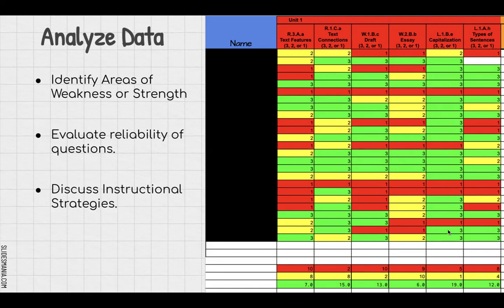Same with this category right here, capitalization. There are a few students that still need some work on that, but the teacher doesn't need to spend a lot of time on it. However, the teacher may need to go back and reteach text features. However, do not make those 7 students that have mastered it do all of that work over again. That's a good time for them to have differentiation and be able to have enrichment. The teacher could also reteach this during tier 2 or tier 3 time to focus on that instruction to get them to that tier 1 level.